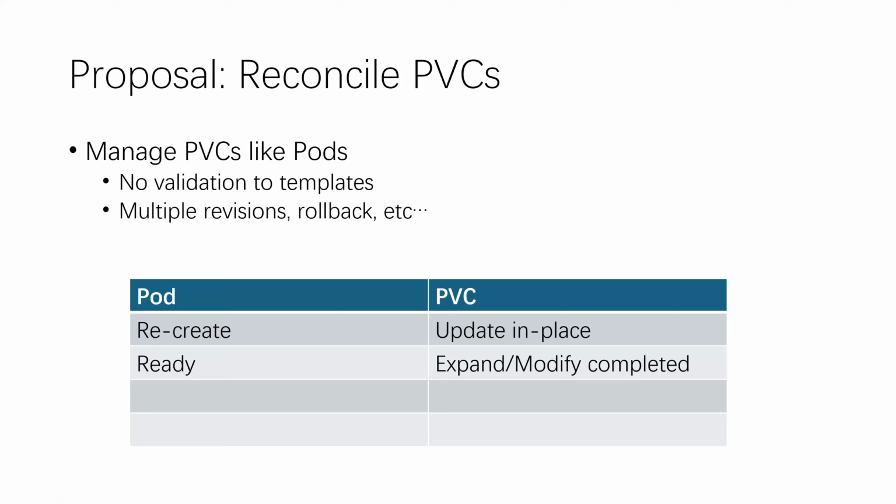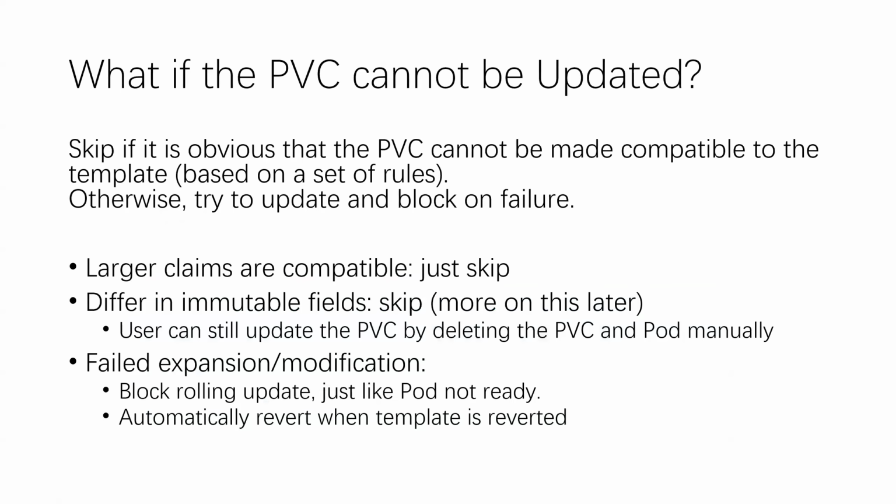So in this way, we can reuse much of the logic for pods for the PVC. Here is the most troublesome part. What if the PVC cannot be updated? As you know, many fields in the PVC are also immutable. So we cannot guarantee that the PVC can be updated to match the template.